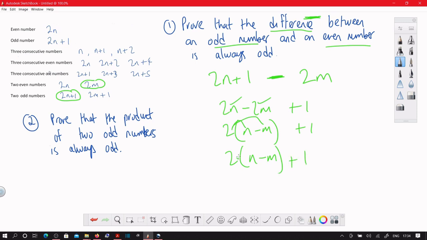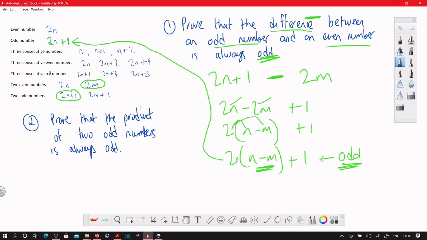Anything that's a multiple of 2 plus 1 is by definition going to be odd. It's what we're expecting. This one is similar to this one over here. Anything that's a multiple of 2 plus 1 is naturally odd, and that's what we got here. Any whole number that goes in there, times 2 plus 1, gives you odd.